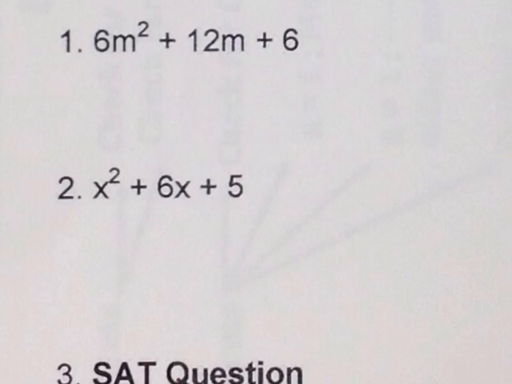I can see that the A and the B and the C are all divisible by 6, so I can factor out a 6. Now if I factor out a 6 out of 6m to the power 2, I will be left with m to the power 2. If I factor 6 out of 12m, I will get 2m, because 6 times 2 is 12. If I factor a 6 out of the 6, a 1 will be left.